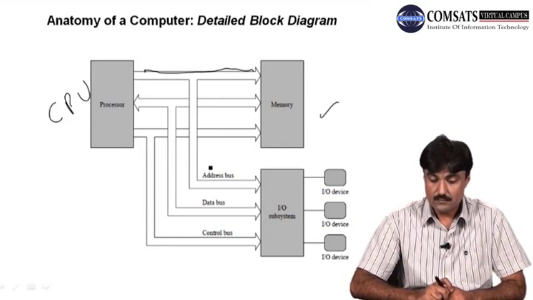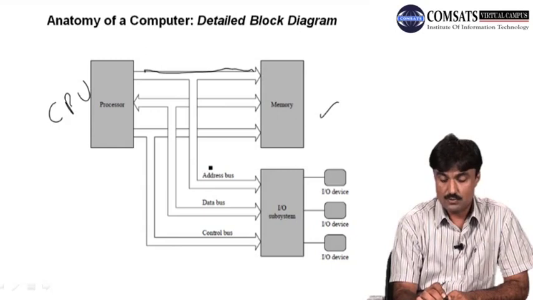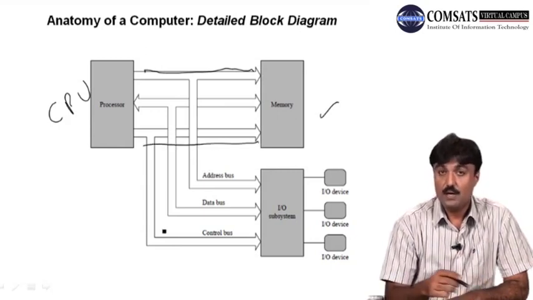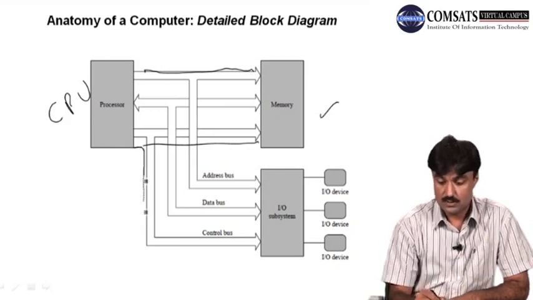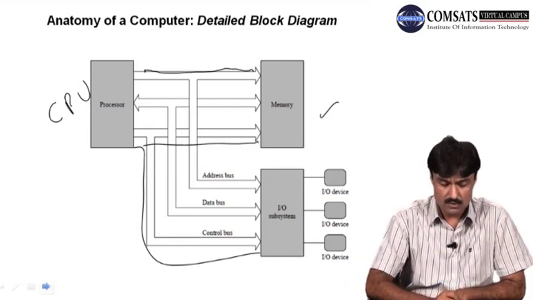But the third one is called the control bus. This control bus is unidirectional, so the processor control information flows from processor to the memory and also from processor to the input-output subsystem. So these are the three buses.